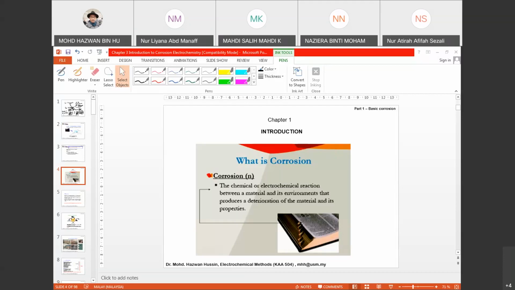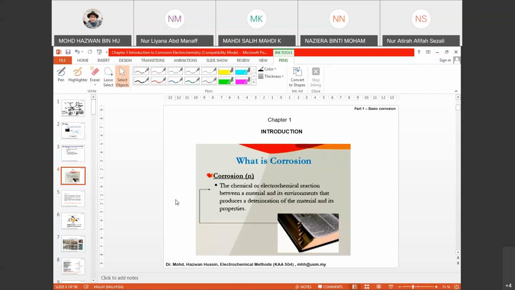All right, so what has been explained by Atira is true. But I think the simplest way to define corrosion is basically metal degradation. The material is degraded due to what? Due to exposure to the environment. The environment we are talking about is with the presence of oxygen and also water. So this is basically the concept of corrosion.